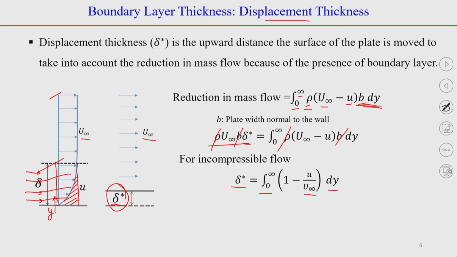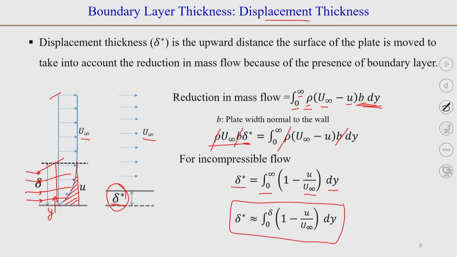Now, between delta and infinity, u is equal to u infinity. So, we can approximate u as u infinity, and this term becomes 0. So, we can simplify this and say that delta star is equal to the integral from 0 to delta, where delta is the disturbance thickness or the boundary layer thickness, of 1 minus u by u infinity with respect to y. Okay. So, that is displacement thickness.